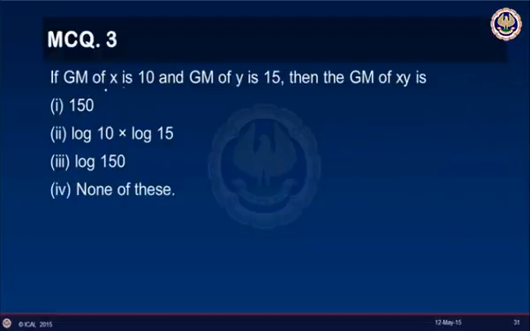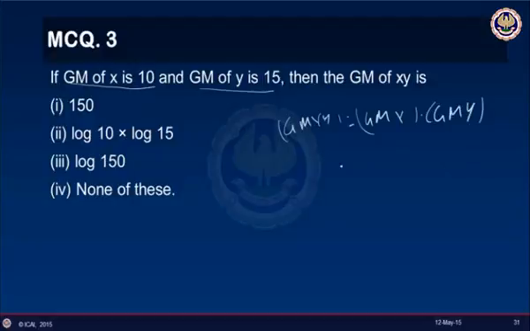If GM of X is 10 and GM of Y is 15, then what is GM of XY? We have already discussed the property: GM of XY equals GM of X into GM of Y. Here GM of X is 10 and GM of Y is 15, so 10 into 15, 150, is the correct answer. So option 1 is correct.